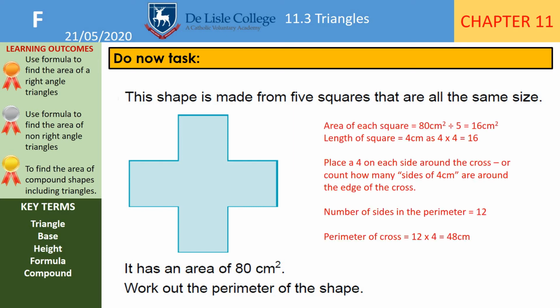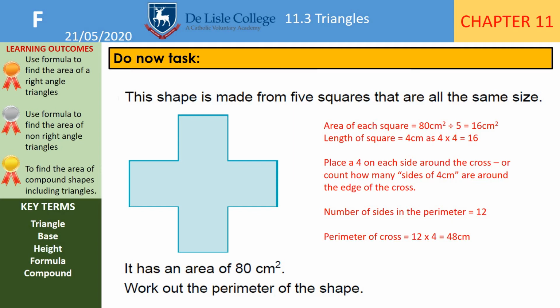Okay, if you've managed to work your way through it, you might have done it like me. I've said it's made up of 5 squares, so each square's area is 80 centimetres squared divided by 5, which gives me 16 centimetres squared. So the length of the square must be 4 centimetres. 4 is the square root of 16, because 4 times 4 is 16. So then I might have put a 4 all the way around the edge and followed my finger all the way around, like I would have done before.